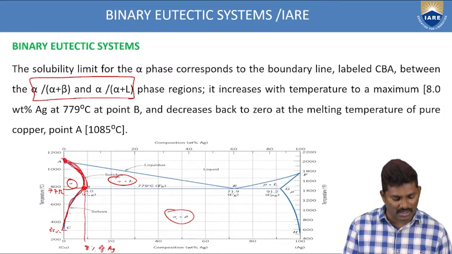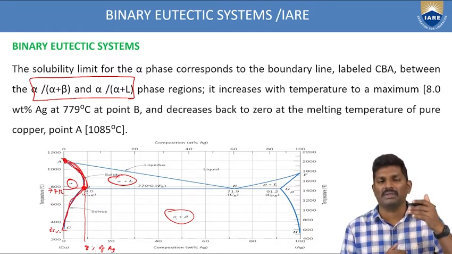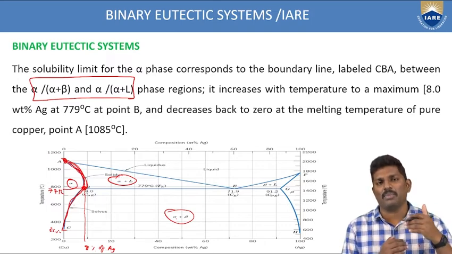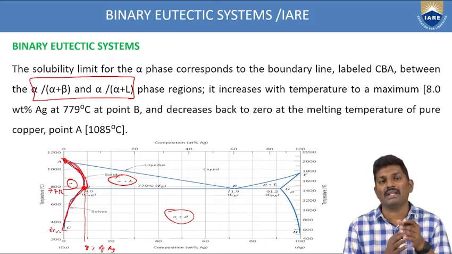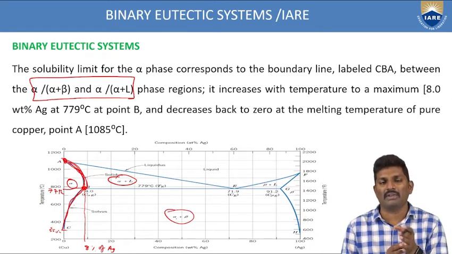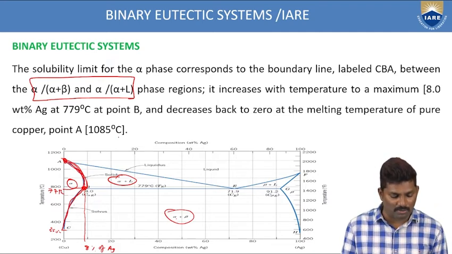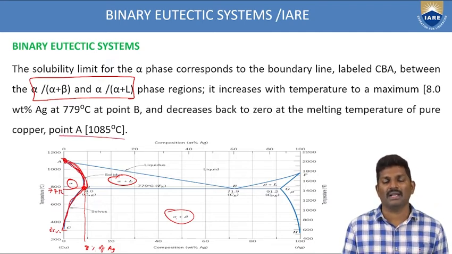So this is how the alpha phase region changes with respect to temperature. At some point it is increasing with the temperature, and after reaching the maximum limit, again it is falling down to 0 at some particular temperature. So I identify the temperature corresponding to the y-axis and note down the temperature value. So here at point A we get 1085 degrees centigrade as the temperature of that point.